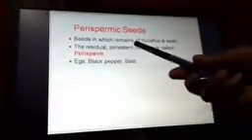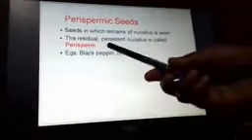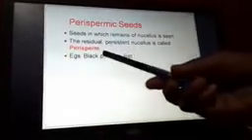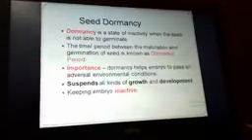Now the perispermic seeds. Seeds in which remains of the nucellus are seen. The residual persistent nucellus is called perisperm. Examples are black pepper or beet.